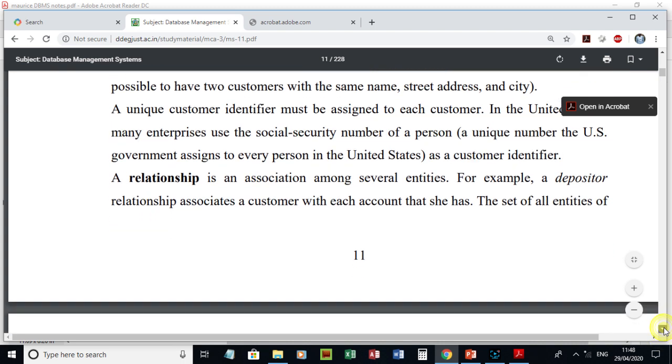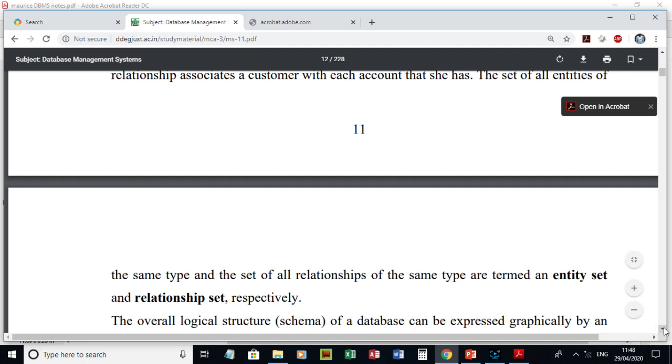The set of all entities of the same type and the set of all relationships of the same type are termed an entity set and a relationship set respectively. Like in mathematics, set A, set B, set C, we relate them together through union or intersection. To relate the tables, we are going to borrow a little bit from set theory, so that the tables know each other.